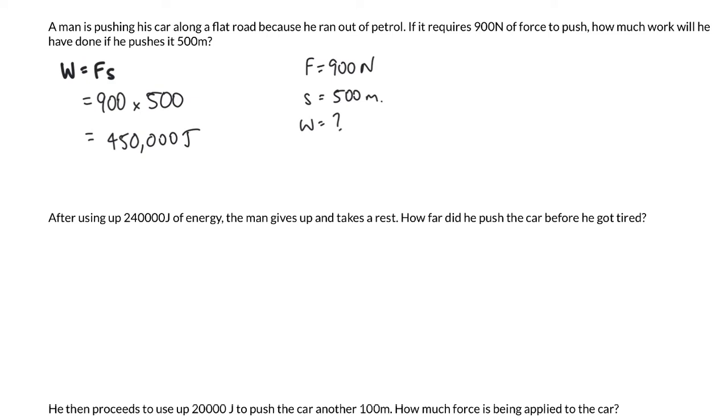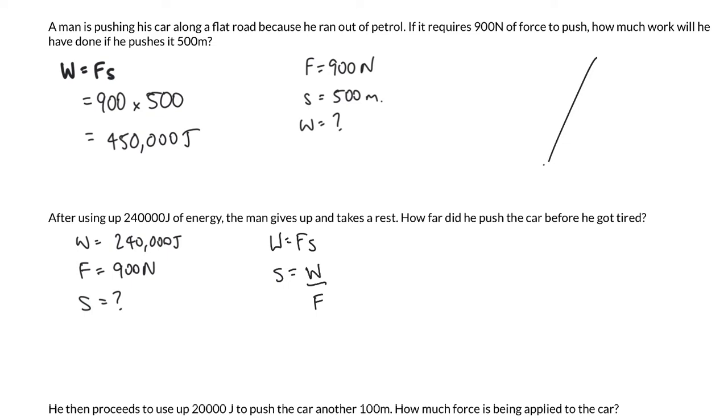After using up 240,000 joules of energy, the man gives up and takes a rest. How far did he push the car before he got tired? So he uses up a certain amount of energy. That's the work that he's done. So the work is equal to 240,000 joules. Okay, that's how much work he put in before he gave up. He was pushing with a force of 900 newtons, right? And so how far will he have gone before he gives up? All right, so we can rearrange that equation. Work is equal to Fs, or S is equal to work over F.